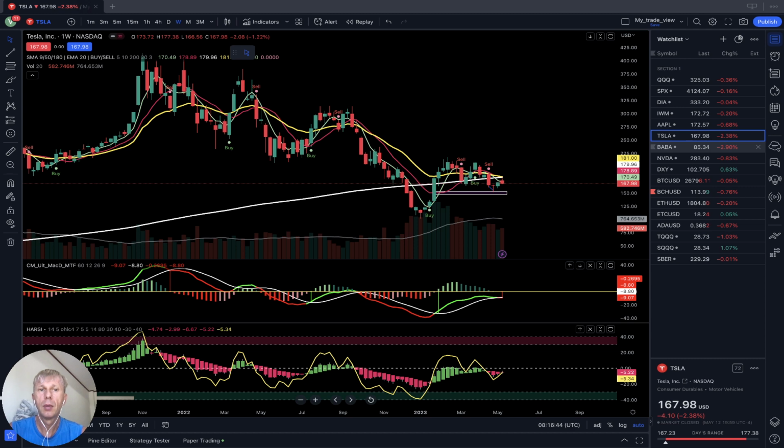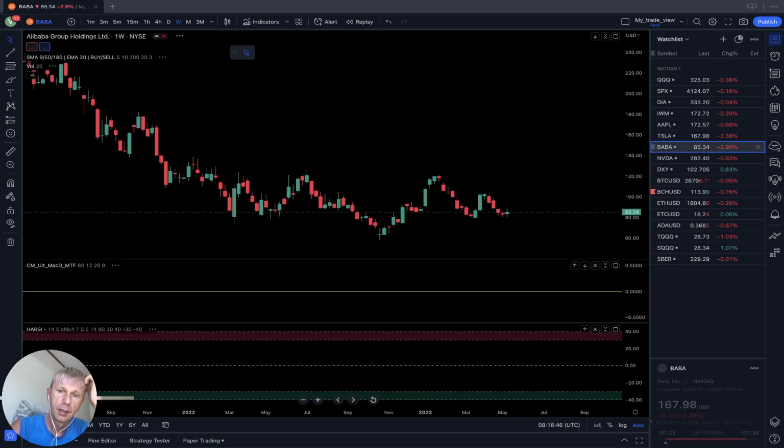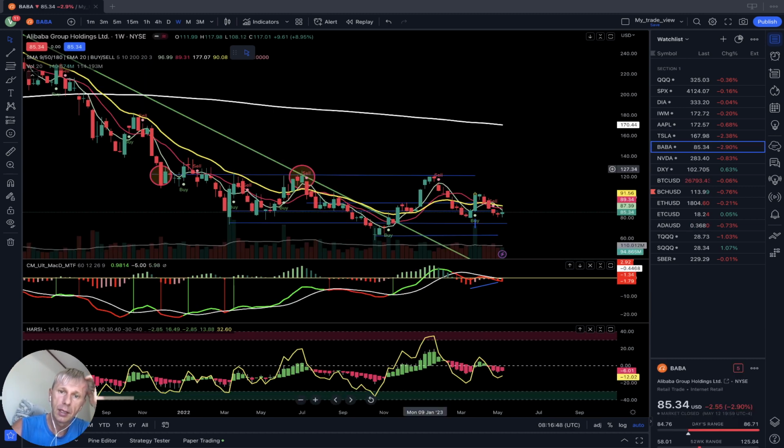Let's move to Alibaba Group. Alibaba Group is very weak, right? Because all moving averages are below 200. Below 200, sell signal on the script. MA5 did a bearish crossover. MA5 and 10 and bars below 20. It is very negative. MACD, Heikin-Ashi, all in negative territory.